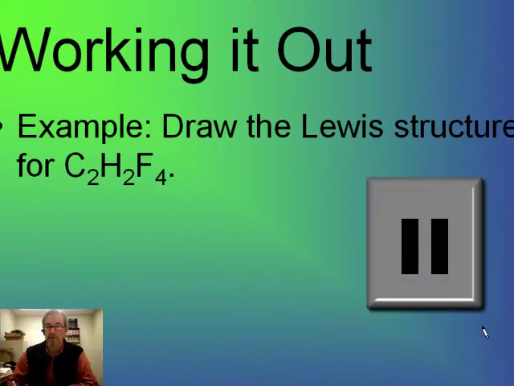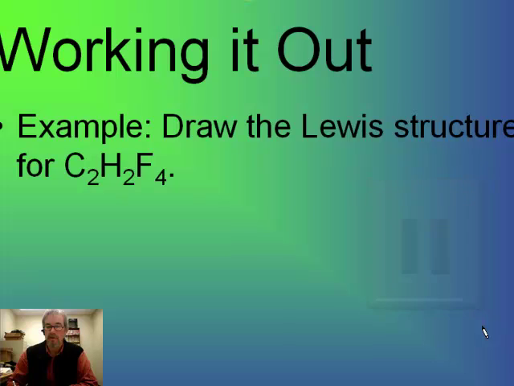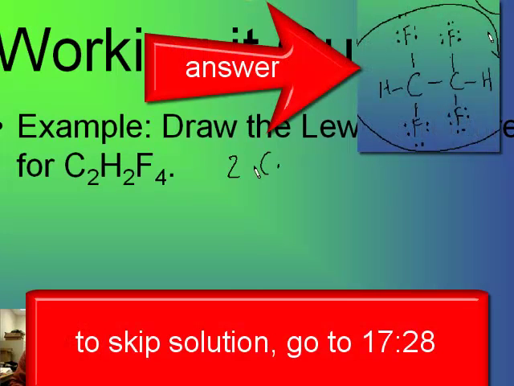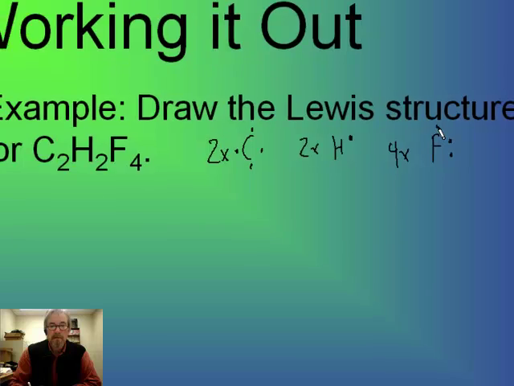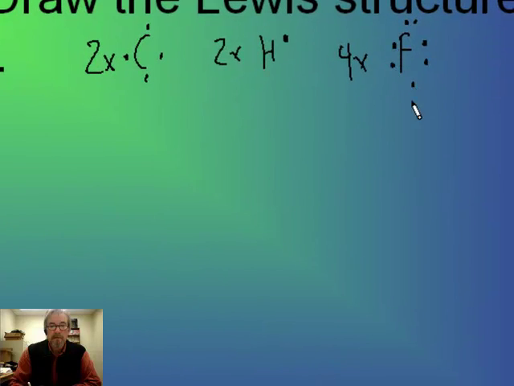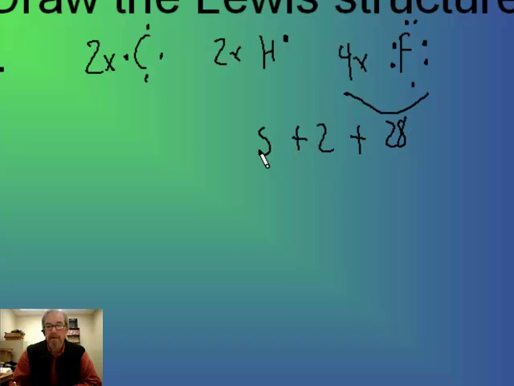C2H2F4. Give this a try. 2 carbons. Each one has 4 dots. 2 hydrogens. Each one has 1 dot. And then 4 fluorines. Fluorine is at column 7, so that means 7 dots. 4 times 7 is 28, plus 2 for the 2 hydrogens, plus 8 for the 2 carbons. Well, this gives us a total of 38 electrons that we should have in our structure when we're done.